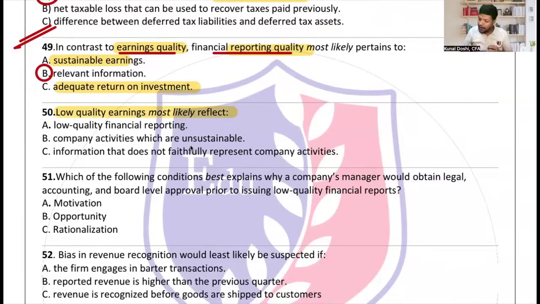So when they say sustainable earnings and adequate return, that is related to earnings quality. Reporting quality is whether the reports have relevant information. Understood? But low quality earnings, when do I say earnings are of low quality? See, a loss is not a problem, but consistent loss is a problem. Yes, whenever the company is making profits which are unsustainable, that means low quality earnings. Information that is not faithfully presented is about financial reporting. See, A and C are about financial reporting quality, not earnings quality. Got it?